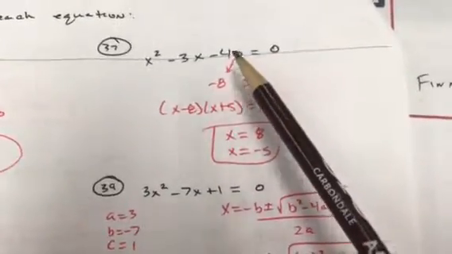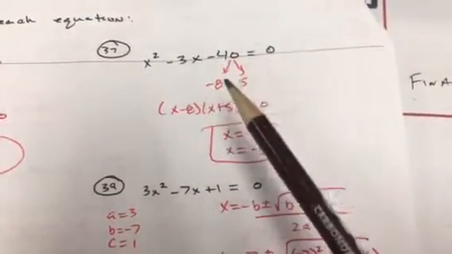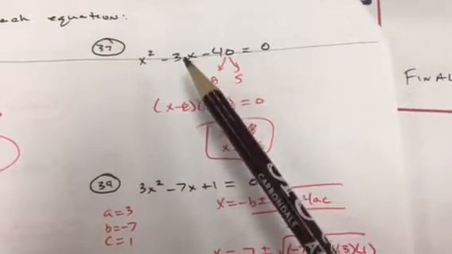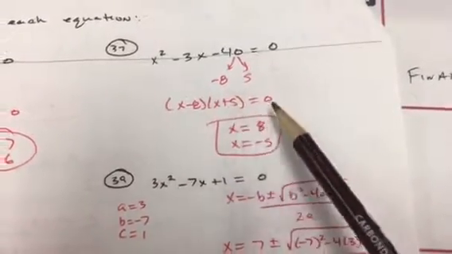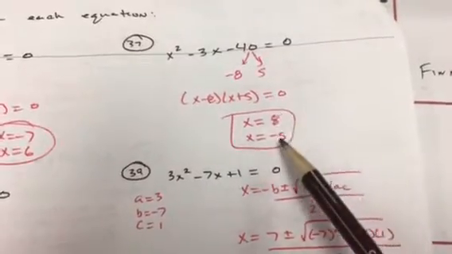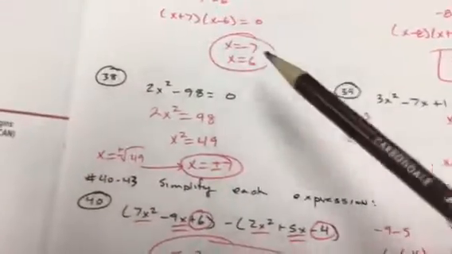37, what multiplies to negative 40, because it's negative, and differs by 3? That's 8 and 5. The middle term is negative, so the bigger factor is negative. It's going to be x minus 8, x plus 5 equals 0. You get x equals 8, x equals negative 5 as your two solutions.